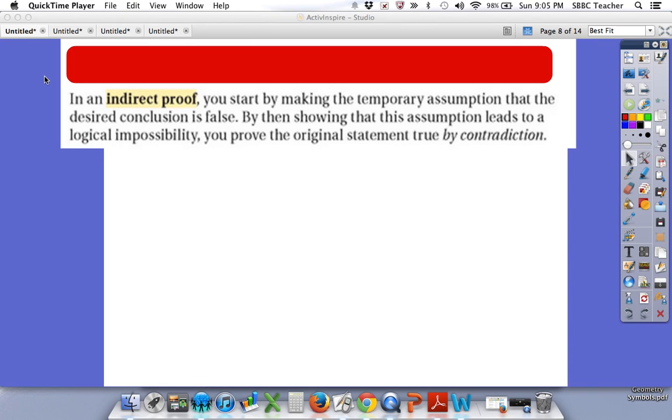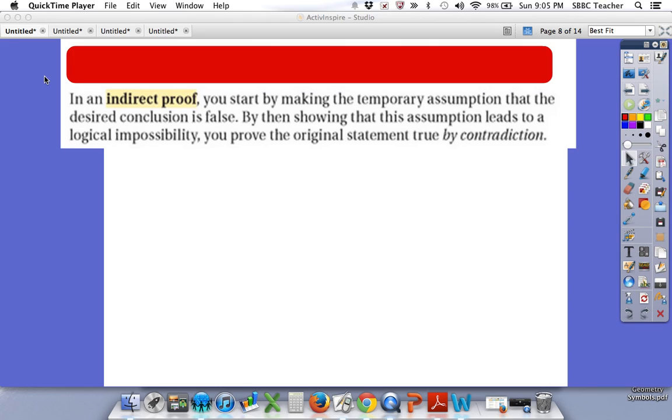Indirect proof is also called proof by contradiction. The official definition of an indirect proof, according to the book: in an indirect proof, you start by making the temporary assumption that the desired conclusion is false. By then showing that this assumption leads to a logical impossibility, you prove the original statement true by contradiction.